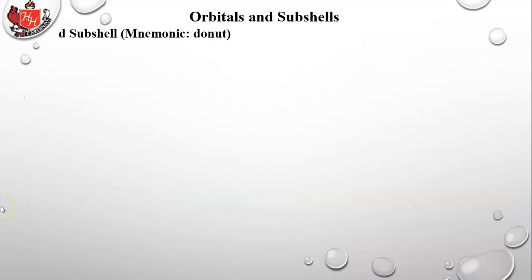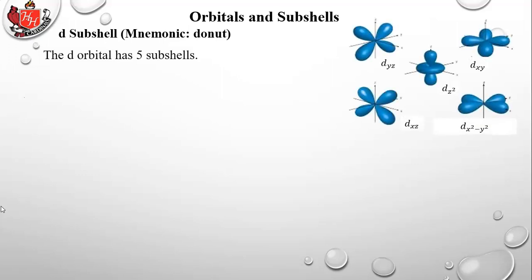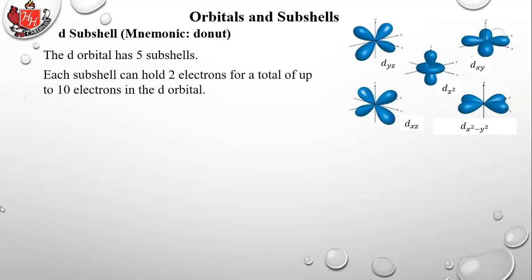Now we're going to look at the D subshell, and we're going to give that the mnemonic donut. You'll see why when you see the shape right there. The D orbital has 5 subshells. One of them looks like it has a donut, the one in the middle. So we're going to call that the donut orbital. So D is next. Each subshell can hold 2 electrons for a total of up to 10 electrons in the D orbital. So there's 5 parts to the D orbital.